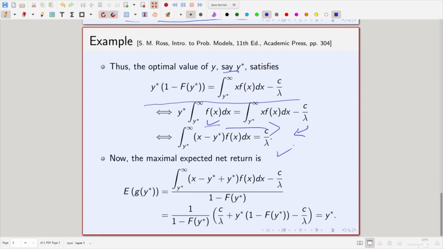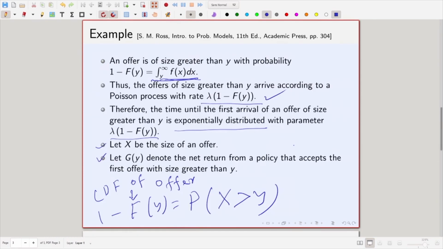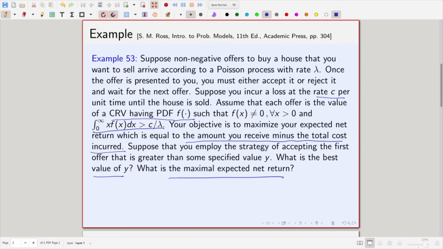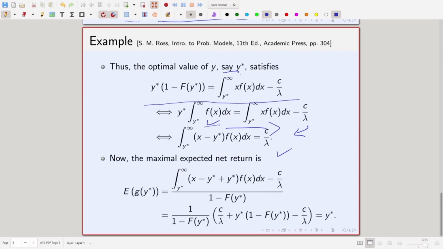So, what was the problem? What is the best value of y? The best value of y is given by this y star, which satisfies this relation. Now, you want to find the maximal expected net return. For that, you have to find the expectation of G(y) for y equal to y star, because y star is the optimal value. So we want to find the expectation of G(y star).